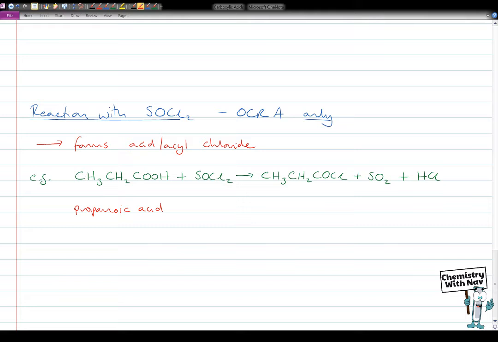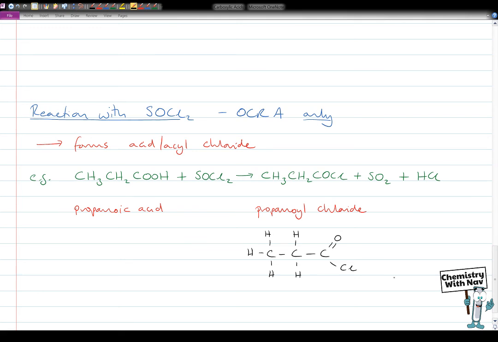React that with your SOCl2 and we effectively replace the OH group on the carboxylic acid with a chlorine. So here we have something called propanoyl chloride, as well as making sulfur dioxide and HCl on the side. The structure of that is going to be 3 carbons long, CH3CH2C double bond O, Cl. So it's prop because there's 3 carbons. The anoyl tells you that it's C double bond O and the chloride with the Cl at the end.